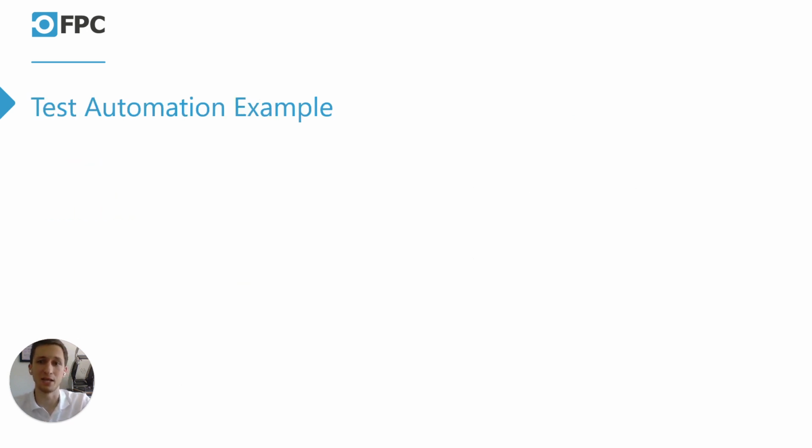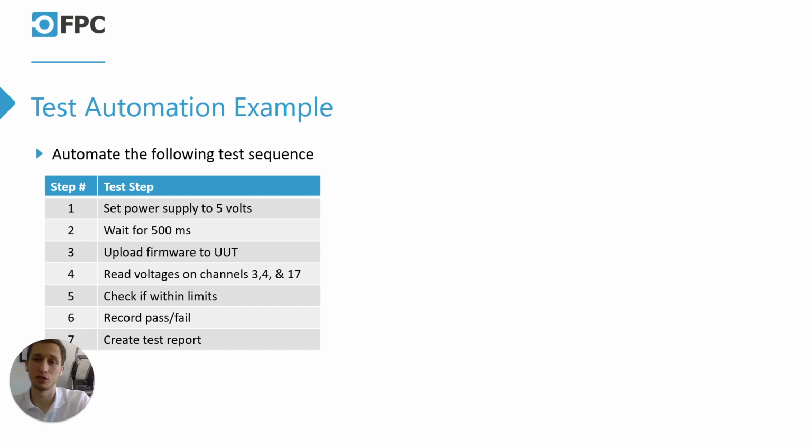Let's look at a simple example. I have a test specification that looks something like this. Turn on power supply, upload firmware to UUT, and verify response. In this case, measure voltage on 3 channels and verify that it's within limits. To automate this, you basically have two options.